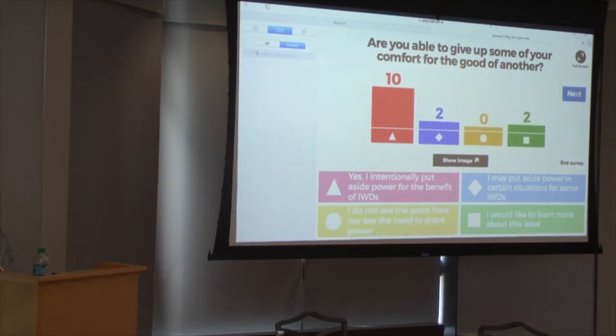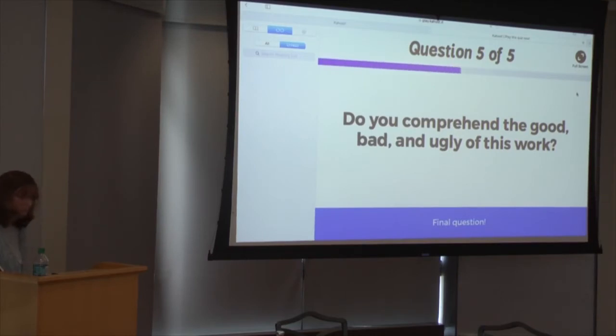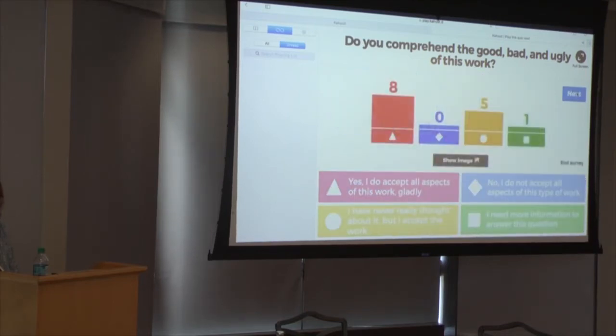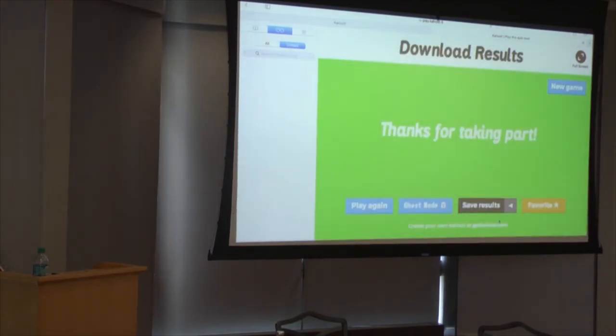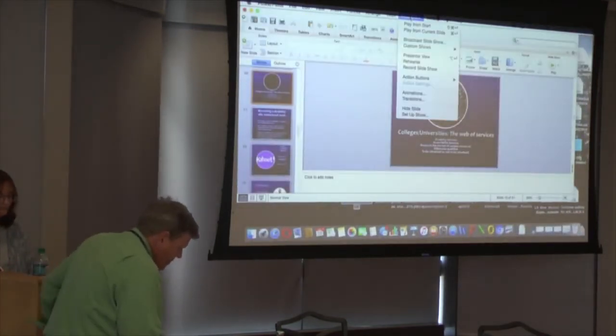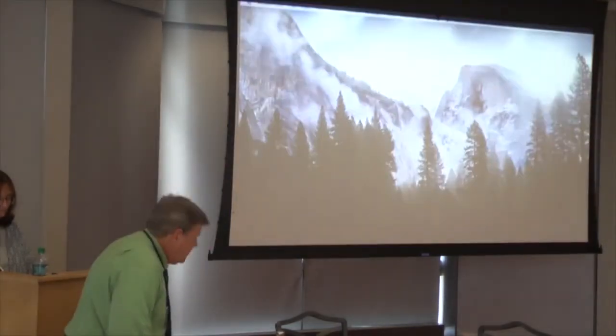Are you able to give up some of this? Do you comprehend the work, the good, bad, and ugly of this work? I took a headbutt this year. He hugged me after it. I never really thought about it. I never really comprehended the good or the ugly, but I understand bad. That's why I put this circle. Thank you for taking part. What does mine say? It says you did awesome.